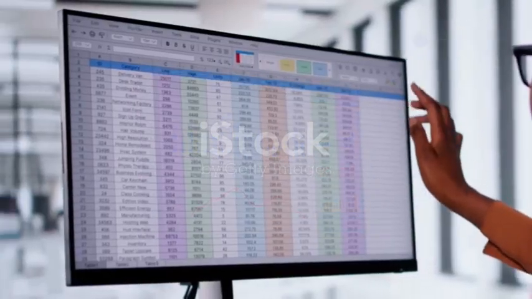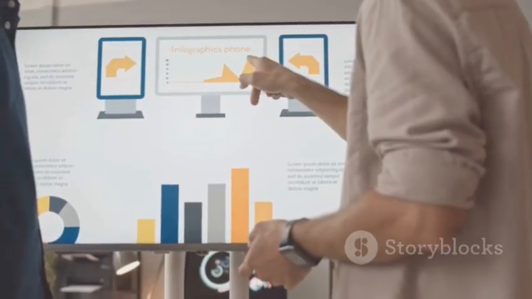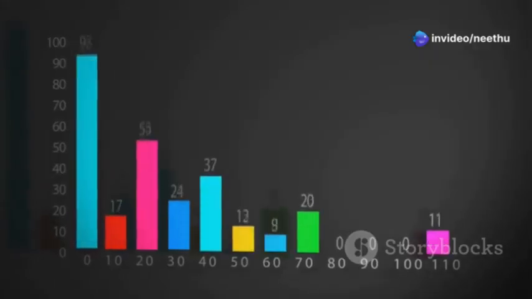Imagine you have a massive data set with hundreds or thousands of rows. A pivot table can help you answer questions like, what's the total sales for each product category? Which region has the highest sales? What's the average order value for each month?